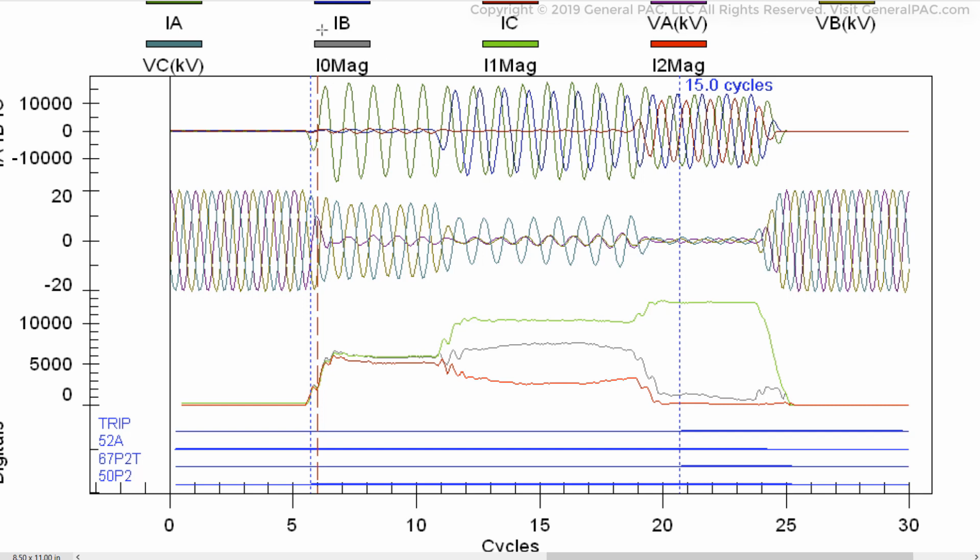So gray is the zero sequence current magnitude, the green is the positive sequence current magnitude, and the red is the negative sequence current magnitude. When it's a line to ground fault, we can see that all three positive, negative, and zero sequence currents are moving together, and they're relatively equal. That is what makes sense. When there's a one line to ground fault, the positive, negative, and zero sequence current should be equal in magnitude.